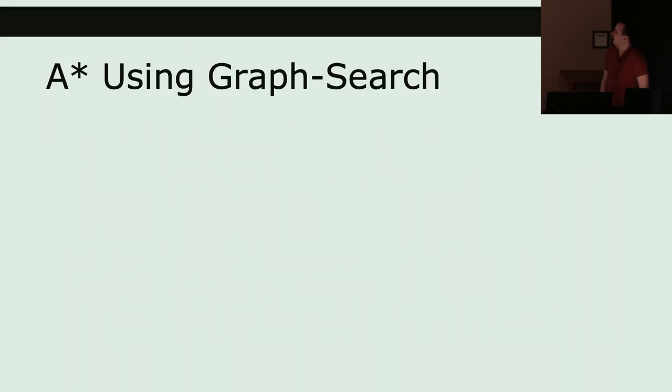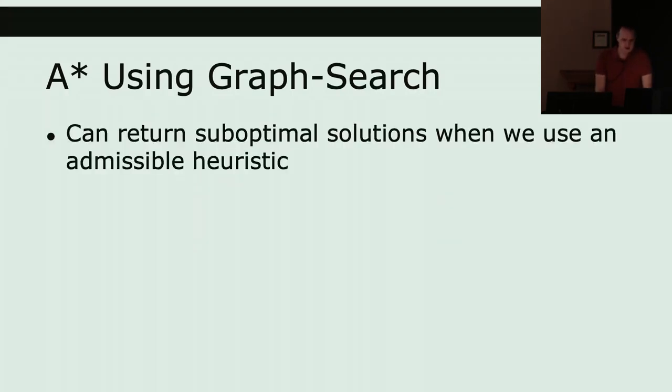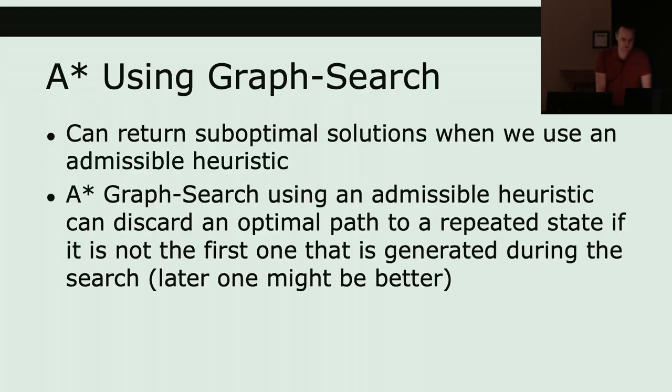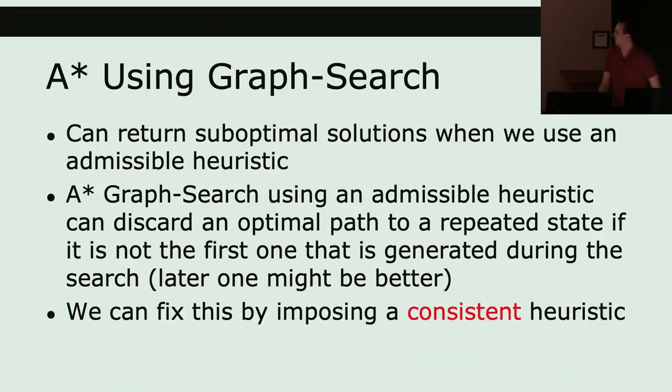A star using graph search. Remember, graph search just means with the closed list. It can return suboptimal paths even when we use an admissible heuristic. And so A star graph search using an admissible heuristic can discard an optimal path to a repeated state if it is not the first one that's generated during the search. So a later one that we find might be better. However, we can fix this by imposing a consistent heuristic. So this is another property of a heuristic that is a stronger property than just being admissible.